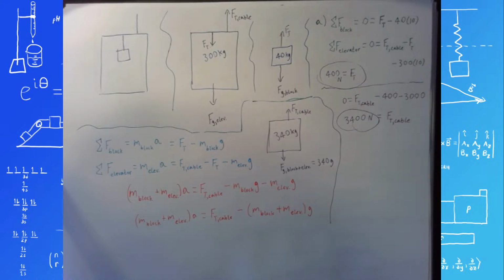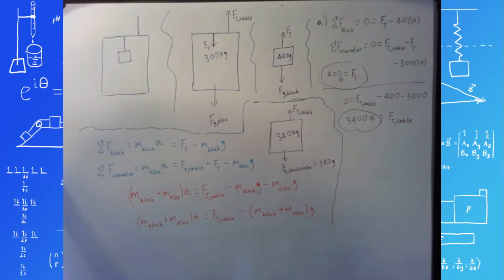You know me, if you've seen my other streams, I also tend to circle and box things that are important steps on the path to the solution and not just the solution itself. Okay, so that takes care of part A, what happens when the elevator is stationary.